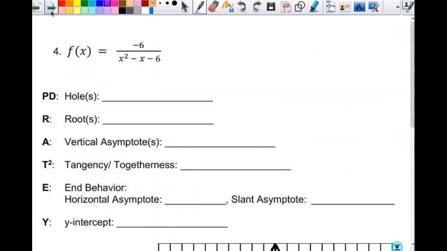Were there any questions on that one? Okay. So I factor, and I get negative 6 in the numerator. The denominator is (x minus 3)(x plus 2). And this is my function. Okay? Because I cannot reduce anything, so there are no holes. Do I have any roots? No. So do I put none? No. I put the empty set, right?